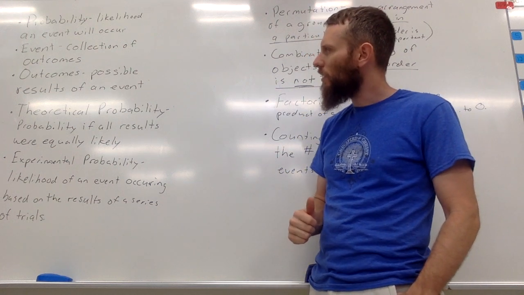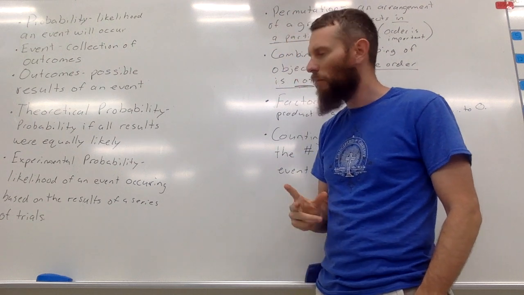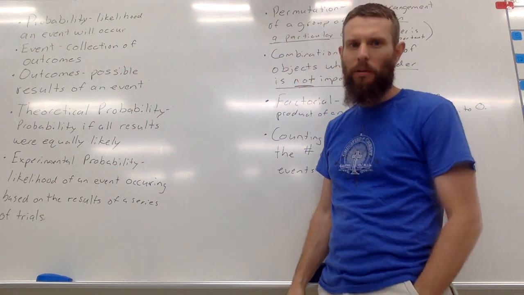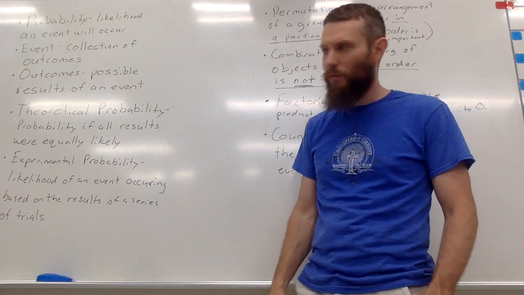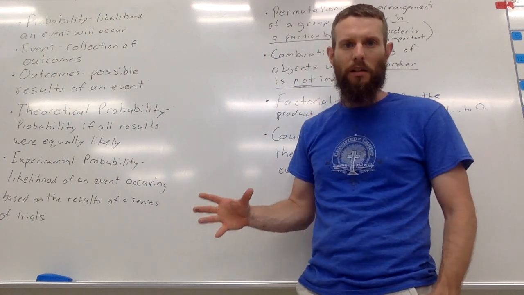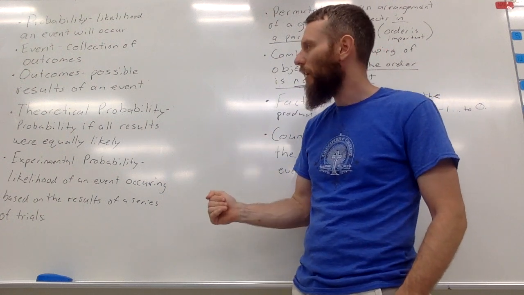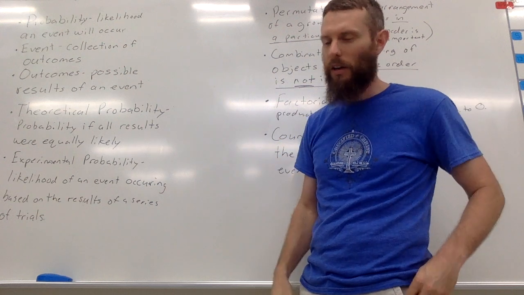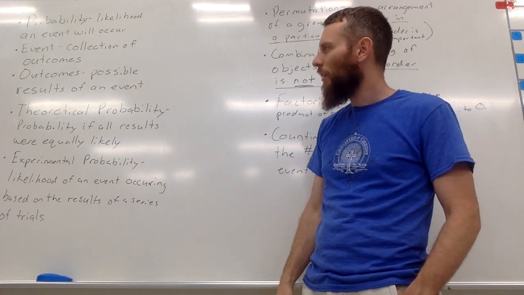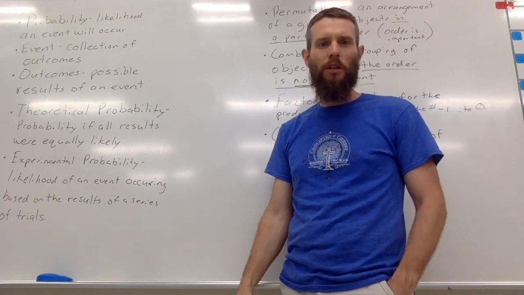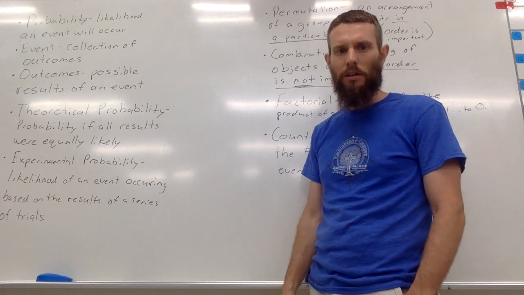Okay, which leads us to two more topics, theoretical probability and experimental probability. Theoretical probability is the probability if all the results were equally likely. Another way of saying this is the theoretical probability is what we think would happen, what we expect would happen if life was fair. Okay, if life was fair, then if we roll a die 6 times, then we'd get one of the numbers each time, maybe. We know that that's not usually the case.